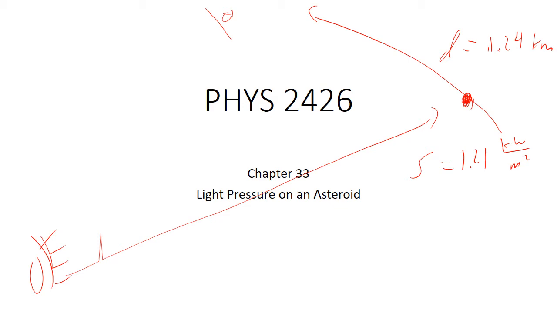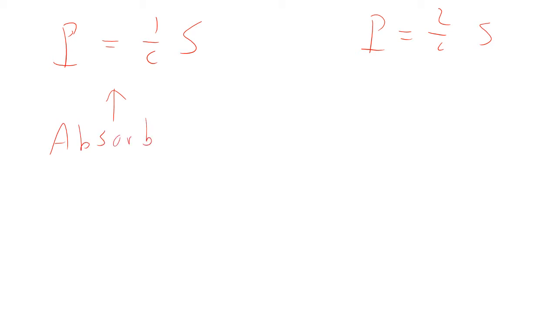This turns out to be something of actual concern. We monitor asteroids, so we want to know how hard the sun pushes on that asteroid. We know there's a formula for the pressure. The pressure is 1 over c times the pointing vector if the light is absorbed, and the pressure is 2 over c times the pointing vector magnitude if we get reflection. We just derived that.